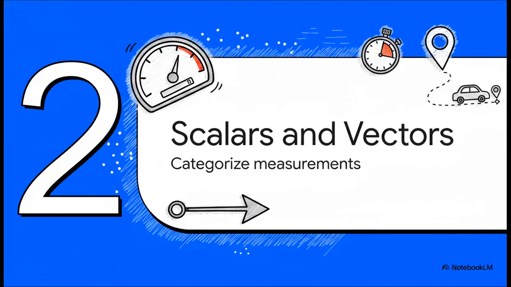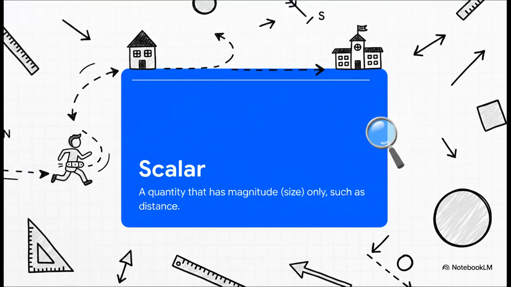Moving right along to Section 2, scalars, vectors, and distance. Okay, so in physics, we need a way to distinguish between different types of measurements, right? And we do this using two main categories that completely change the game for understanding movement. First up, the scalar. The big takeaway here is that a scalar quantity only cares about magnitude, and magnitude is really just a fancy, scientific word for size.